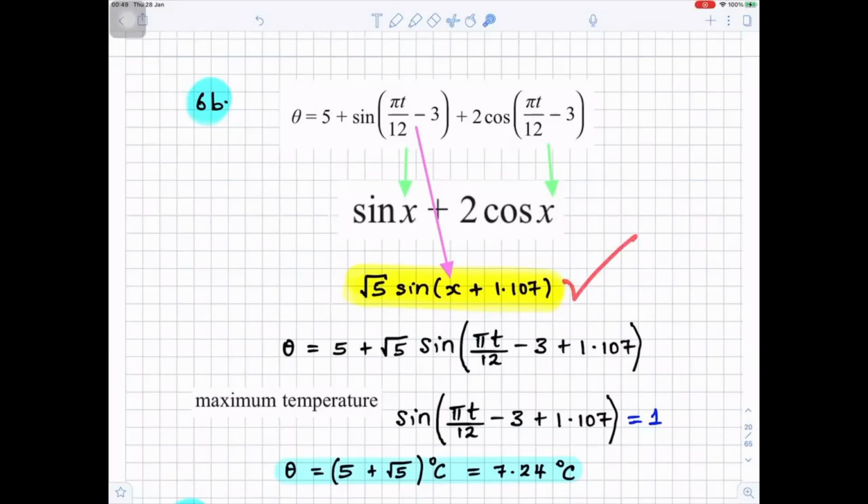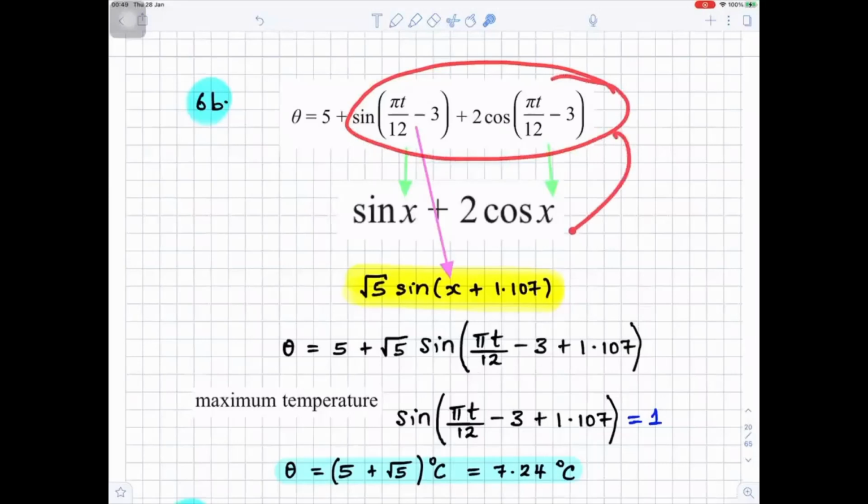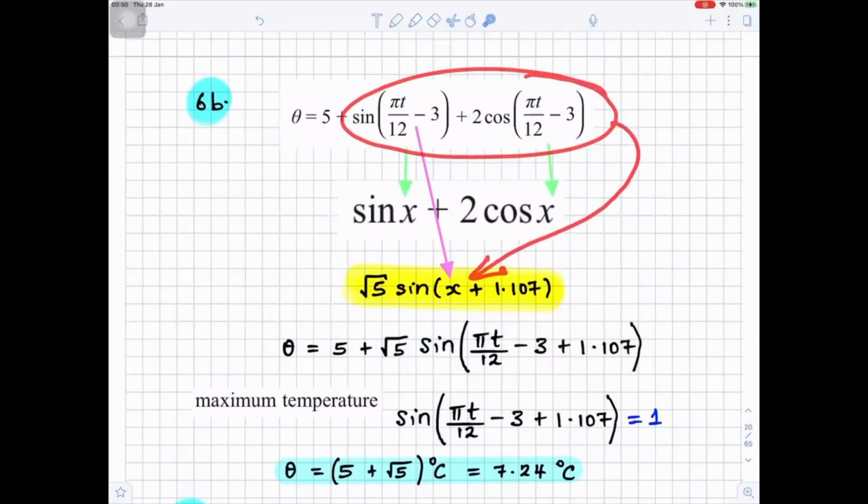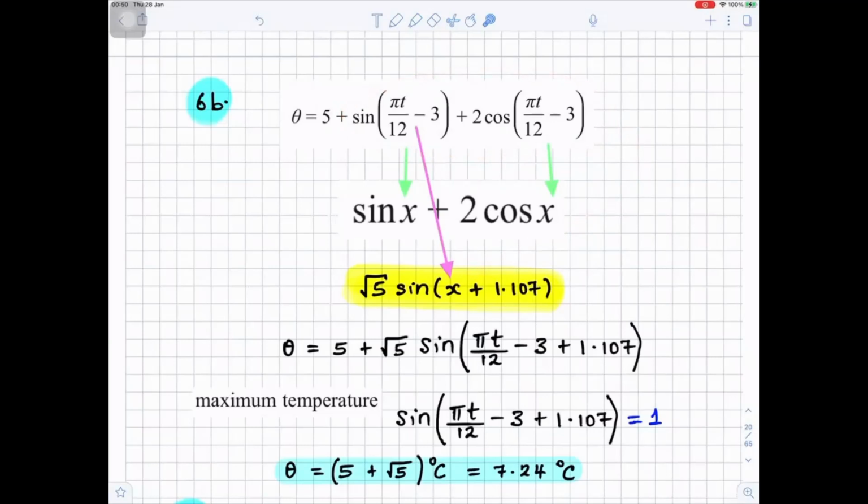So you are using the function in yellow, which replaces the one in red. I repeat, the one I've circled in red is being replaced by this one in yellow. When you replace it, the square root of 5 stays the same. You change the x to pi t over 12, because pi t over 12 comes from that first one. And the temperature is maximum when the sine of all of these I've put in a circle is equal to 1.